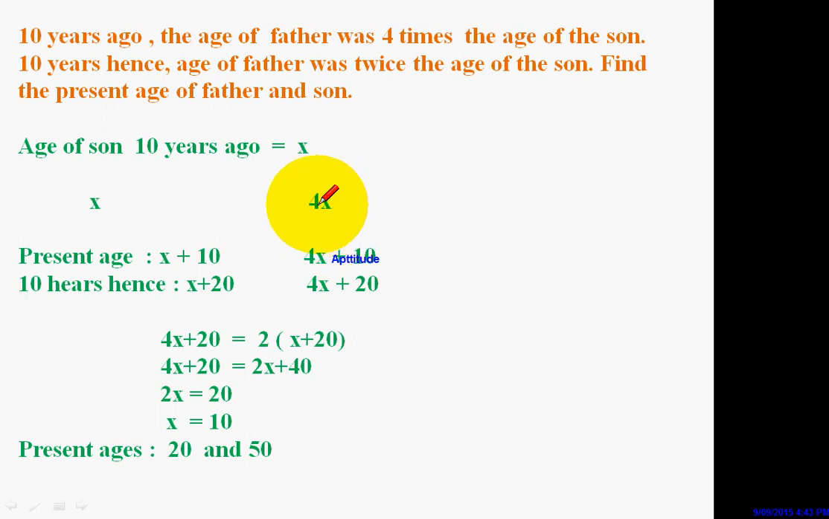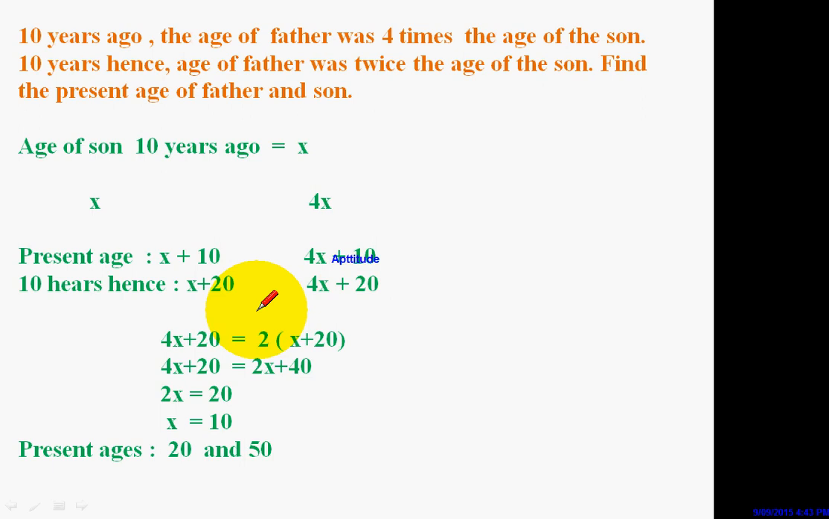So it is 10 years ago. If you want to come to the present age, they are 10 years back. So bring them to the present age. So add 10 to x. So present age of son will be x plus 10 and the present age of the father will be 4x plus 10. Okay, now I have calculated the present age also.